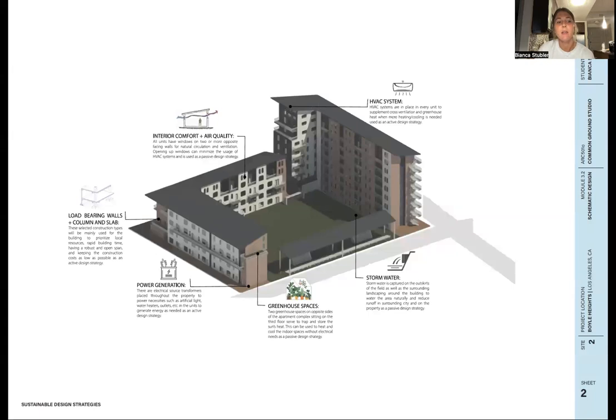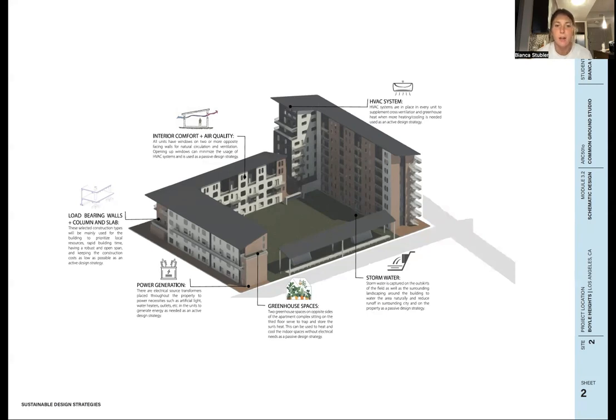So my first slide is my sustainable design strategies. The ones I included were an HVAC system, which is an active design strategy, a stormwater system, which would be passive, greenhouse spaces, which is also passive, power generation, which is active, my load-bearing walls and column and slab, which is active, and then interior comfort and air quality, which is passive.